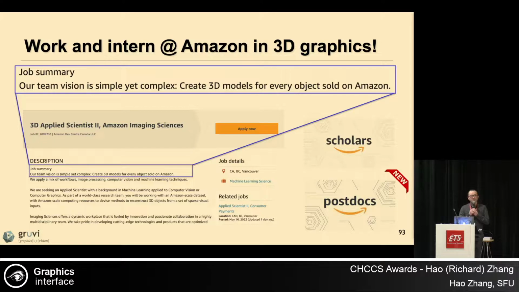I wanted you to note this sentence here. Our team has this goal, which is to create a 3D model for everything Amazon sells online. This was the exact sentence that drew me to Amazon. So a lot of challenges, 3D modeling, reconstruction, these are 3D graphics. And Amazon actually has a new program, Amazon Postdocs.